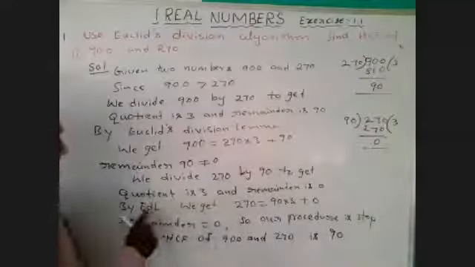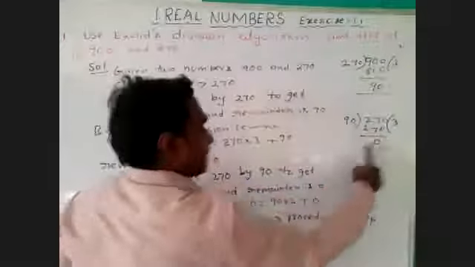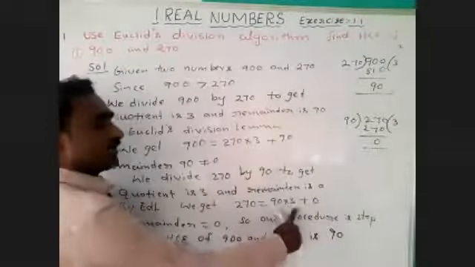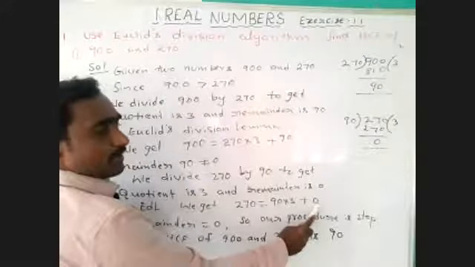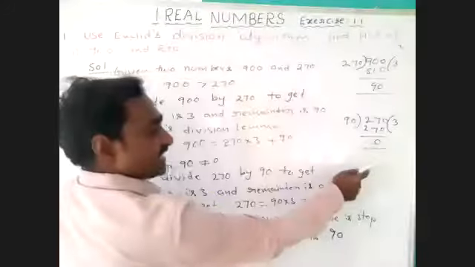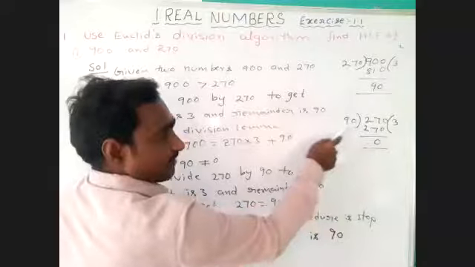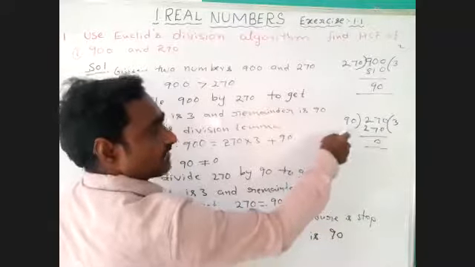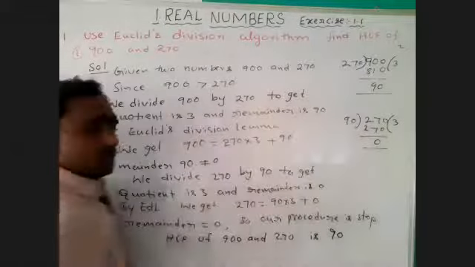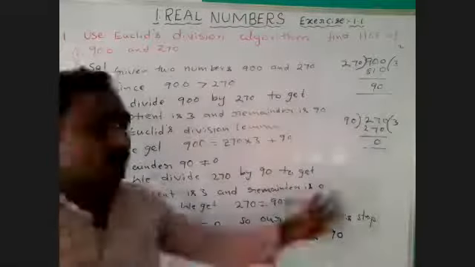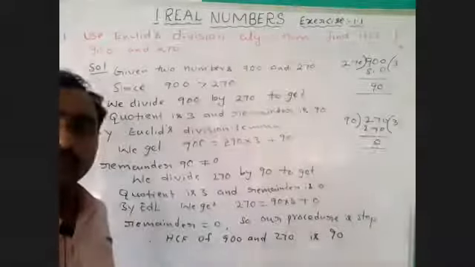By Euclid division lemma, dividend is equal to divisor into quotient plus remainder. 270 is equal to 90 into 3 plus 0. So the remainder is 0. Our procedure stops. Then the last divisor is the HCF of the given two numbers. Understood?